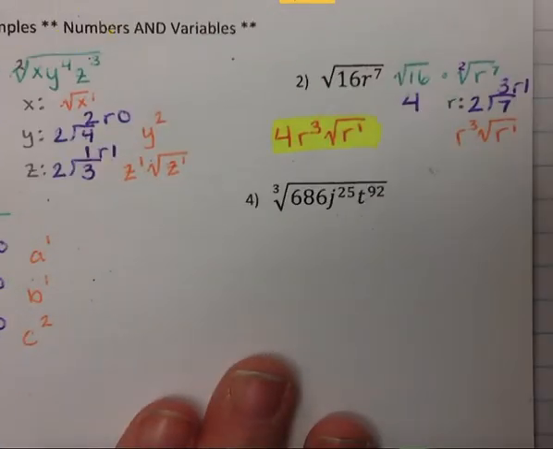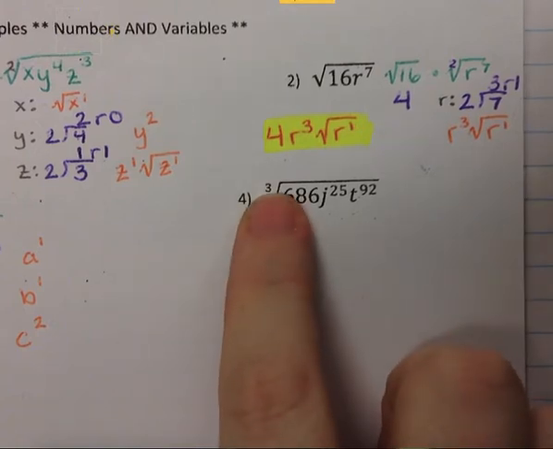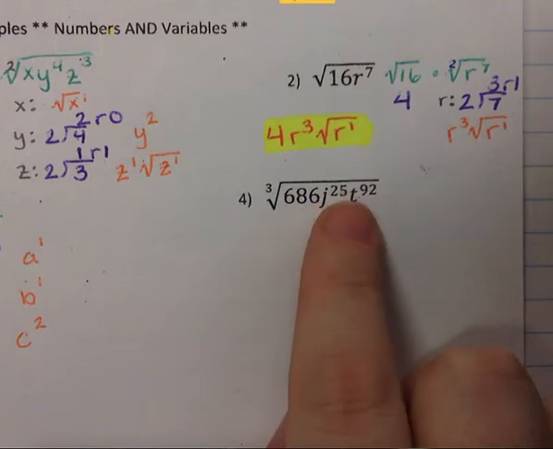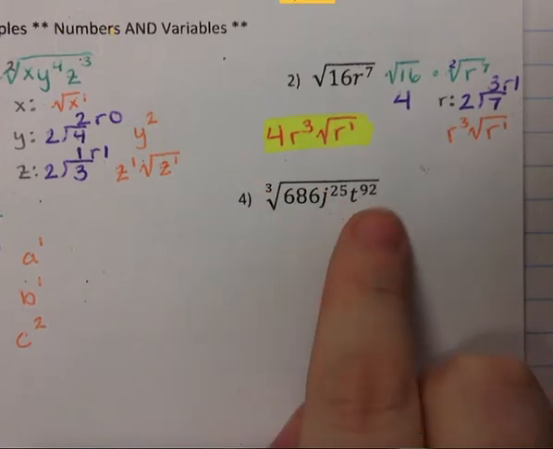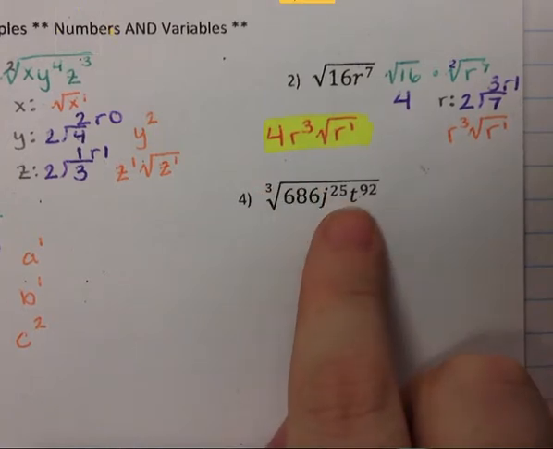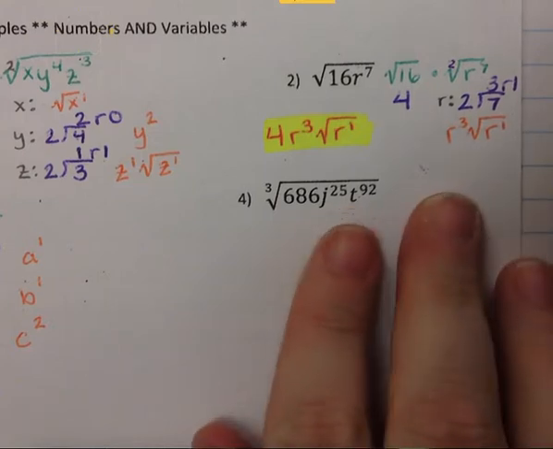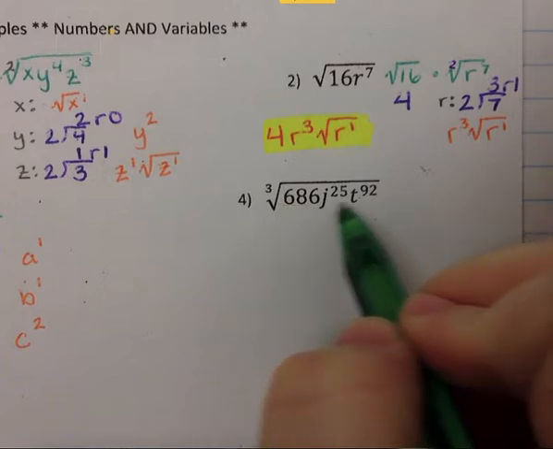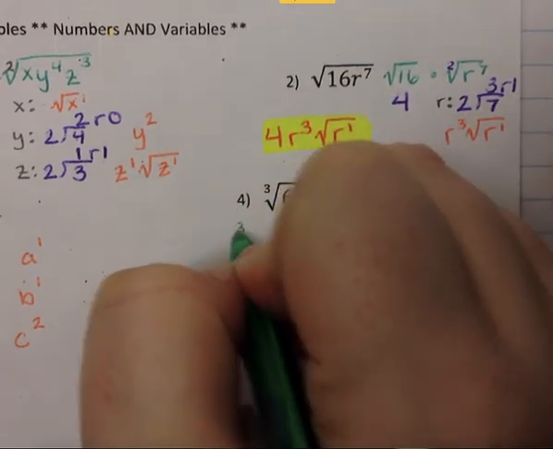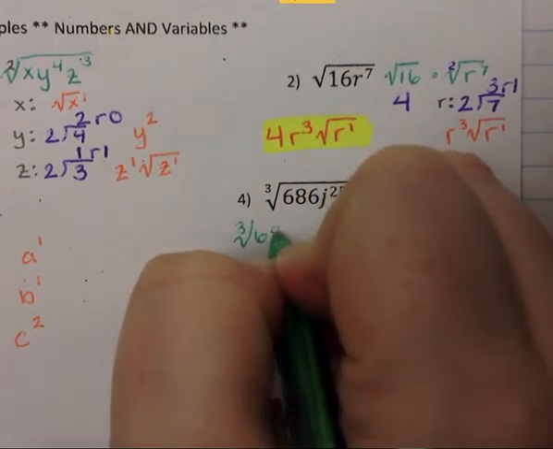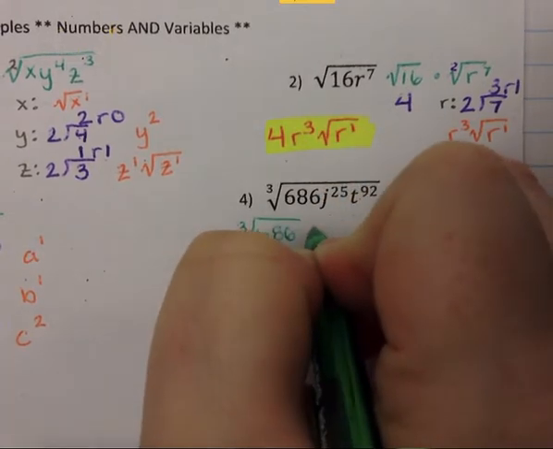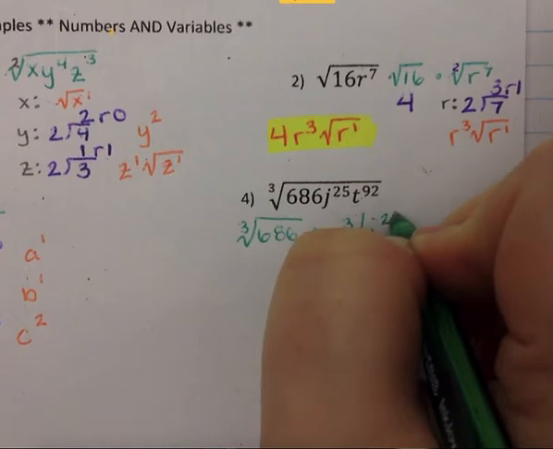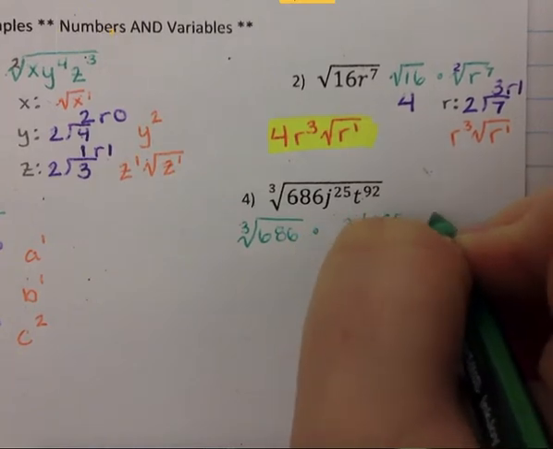On this last example, we have a cube root. We have a cube root of 686, j to the 25th, and t to the 92nd. So these are much bigger numbers, but we're still going to do the exact same process of what we just did. So we do have a cube root. I'm going to separate these into numbers and letters. So we have the cube root of 686 times the cube root of j to the 25th and t to the 92nd.